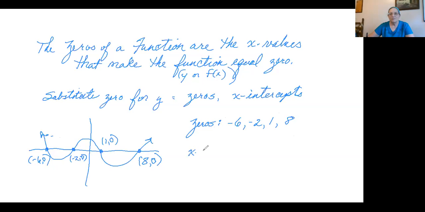The x-intercepts are generally going to be listed as the full point. So the x-intercepts would be -6, 0, -2, 0, 1, 0, and 8, 0. The only difference is in how you write the answer down.